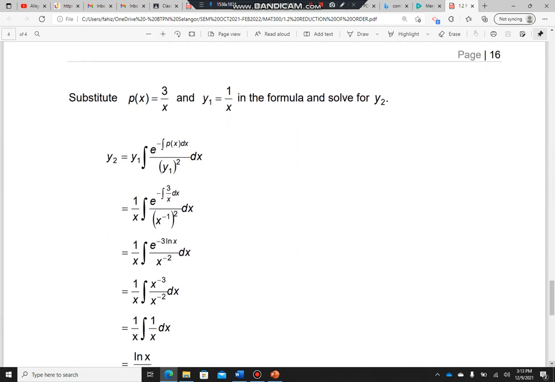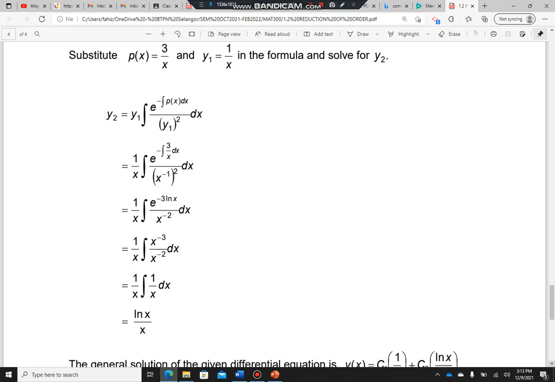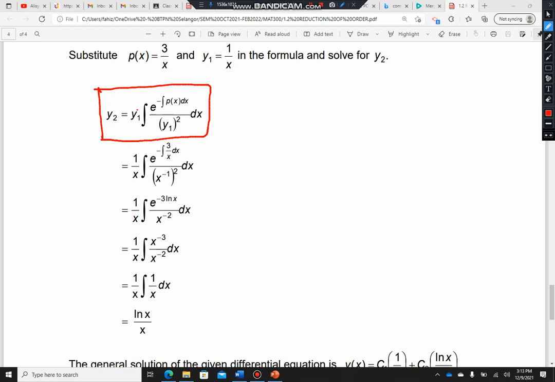Okay, next, substitute px equals to 3 over x and y1 equals to 1 over x in the formula and solve for y. So yang ni dia perlukan kemahiran dalam integration. Okay, so daripada formula ni, sebenarnya kita just use this formula to get y2. Okay, y1 kita ganti dengan 1 over x, and then exponent negatif. Ni memang dalam formula ada negatif, and then substitute your px and then y1 square. So yang ni dah formula dia.